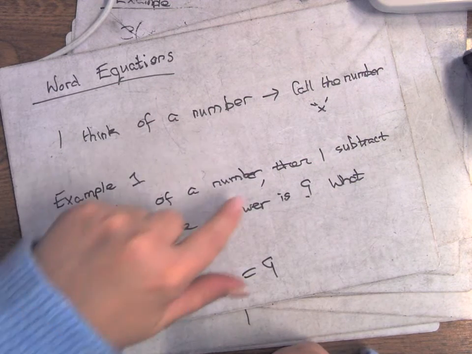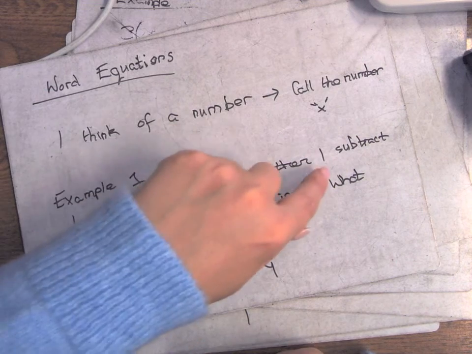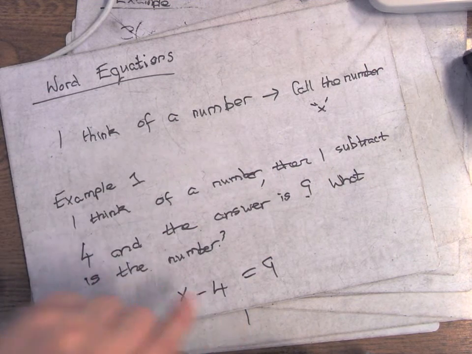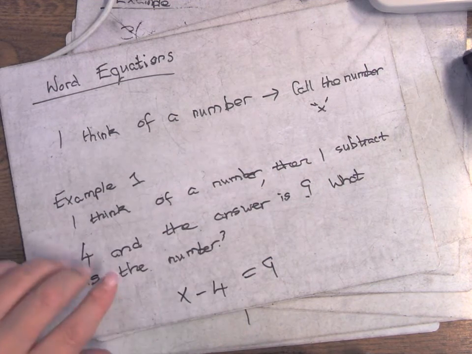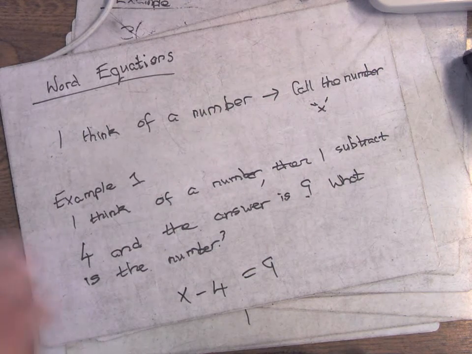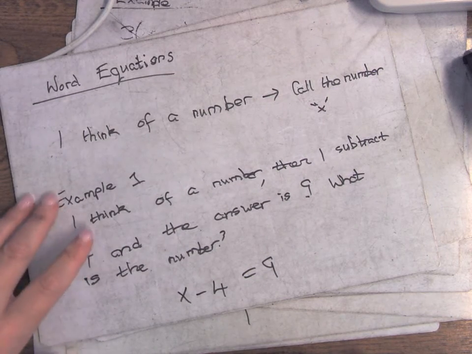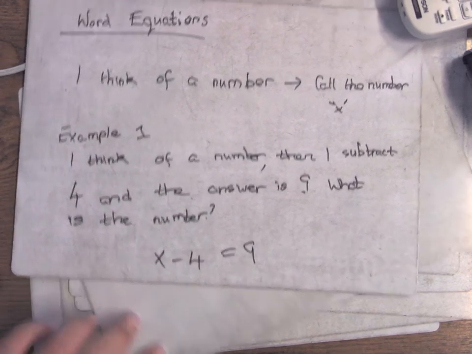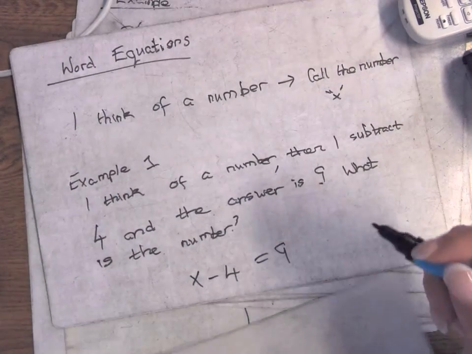Does everyone see how I read that question now? I read it, I think of a number, I wrote something down. Then I subtract 4, then I wrote that down. Then the answer is 9, then I wrote that down. So if you read it all in one go, you'll confuse yourself. So read it in bits. Is that alright? Now I solve.